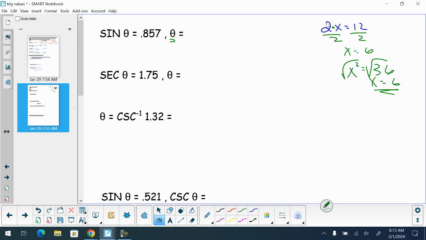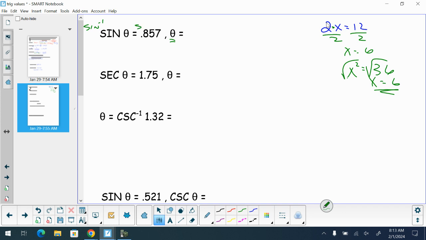Inverse sine. We don't divide by sine, because that's a common thing that we put in our brain because we're so used to 2x is equal to 12. We have to get rid of multiplication, so we divide. So you sit there and say, well, I have the sine of theta, I need to get rid of multiplication by sine. Sine is not being multiplied here. We have to take the inverse sine to get rid of the sine, just like the square root gets rid of the square.